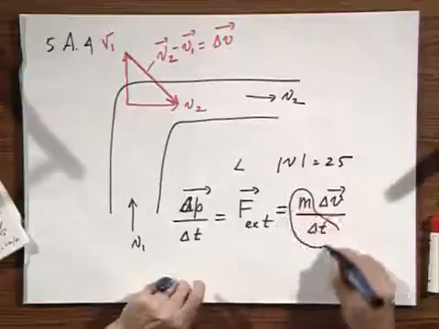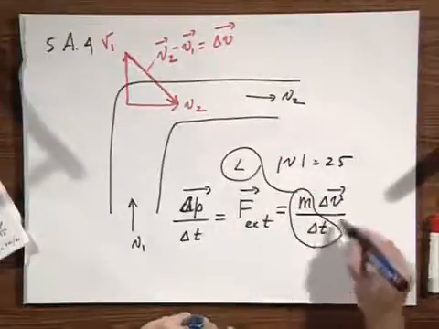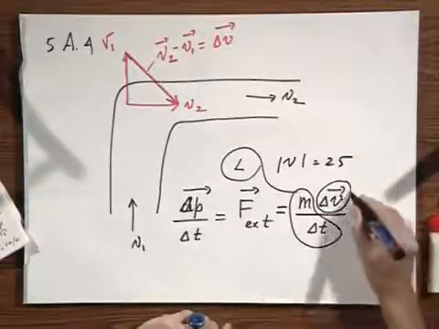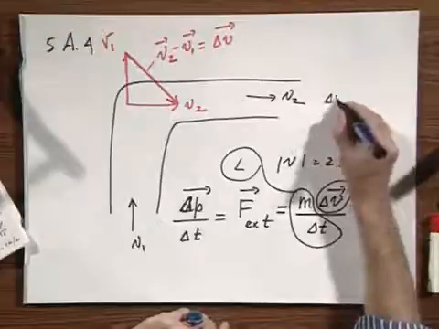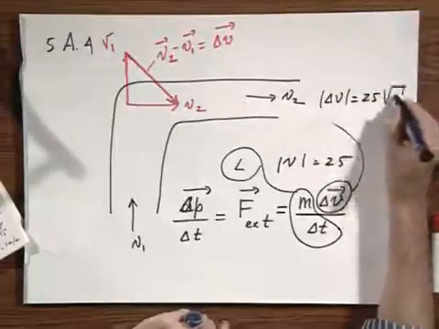But what is m divided by delta T? That's this L. That's the number of kilograms per second. And what is the magnitude of delta V? The magnitude of delta V equals 25 times the square root of 2.